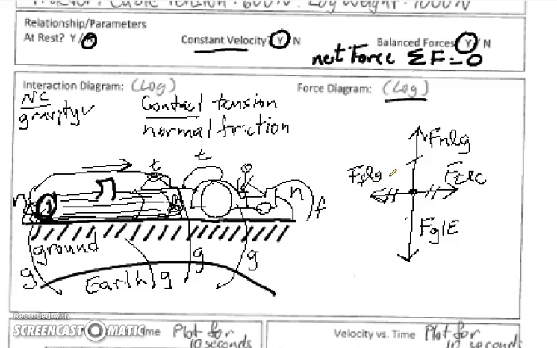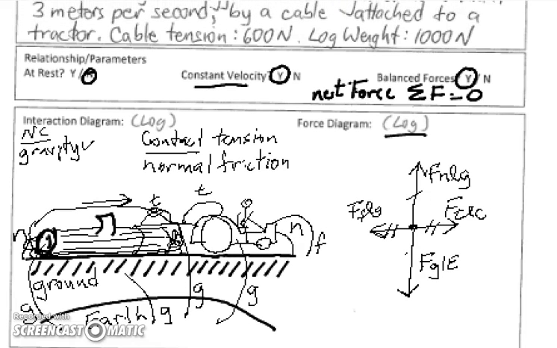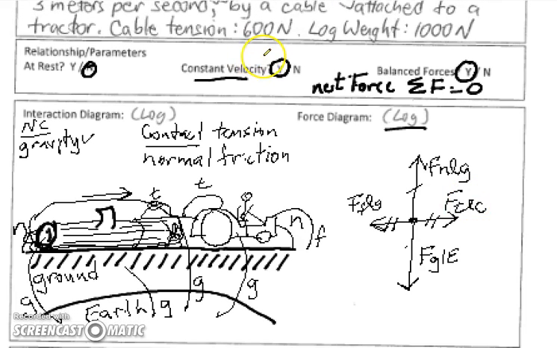Okay. Let's go put some numbers in here. Earlier we saw that. Let's see if it's listed up here. Cable tension is 600 newtons, so I'll put 600 newtons here. So I know that my tension force must also be 600 newtons. Weight of the log is 1,000 newtons. So that normal force must also be 1,000 newtons.